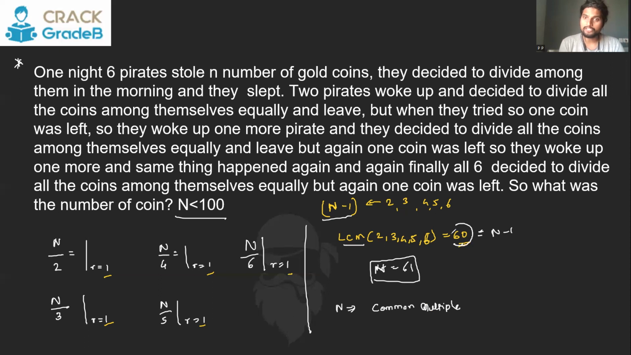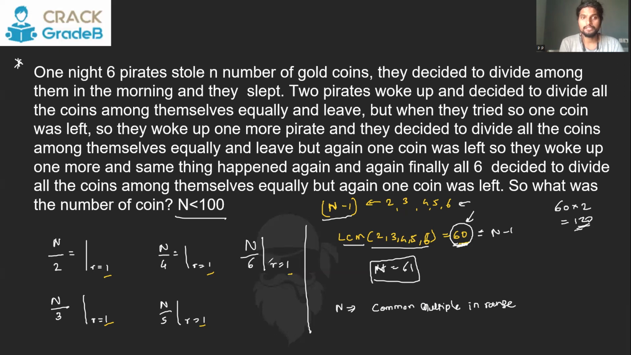So their least common multiple is 60. But the next common multiple is going to be 60's multiple, that is 60 into 2, 120. So 120 also will be the multiple of 2, 3, 4, 5, and 6. 60 into 3 is 180, 60 into 4 is 240. So once you can find the least common multiple, then we have to find the common multiple in range.